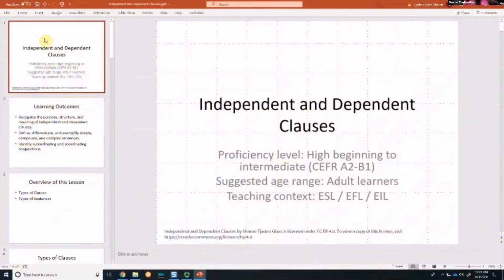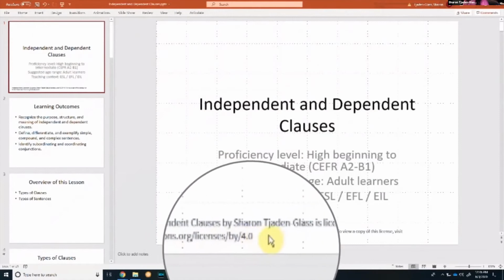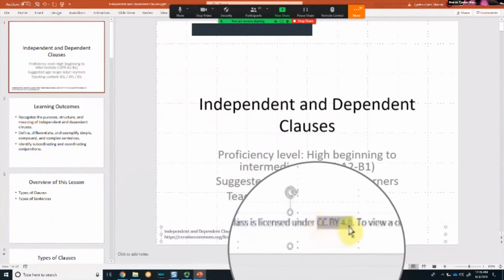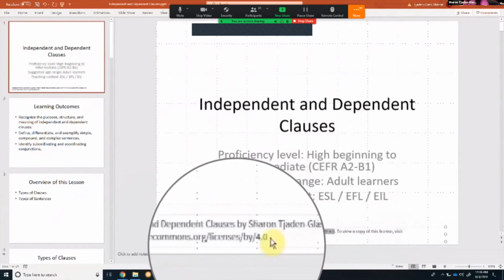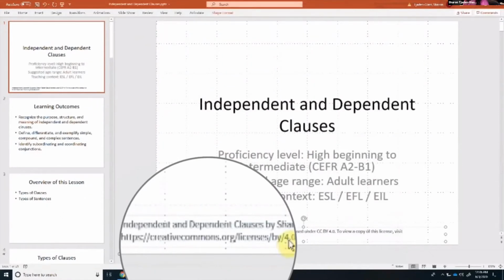Okay, so I'm going to point out my changes that I've made here. I've added my proficiency level, my suggested age range, and my teaching context. And you can also see that I've included my Creative Commons license. Down here it includes my name and the kind of Creative Commons license that I'm using, which is the CC BY 4.0. And I also have that link so that if anyone is unsure about what that license means, they can go to that link and see what they're able to do with it.